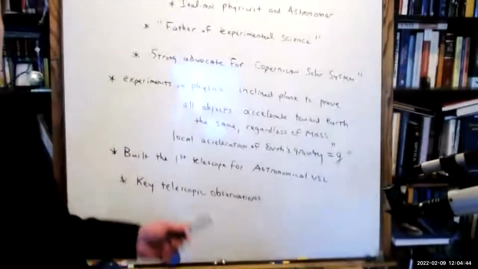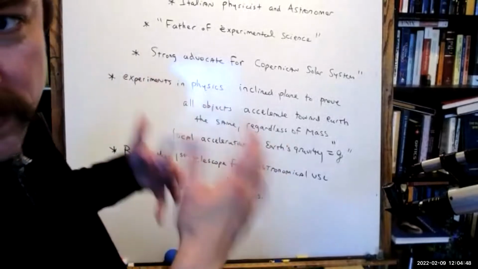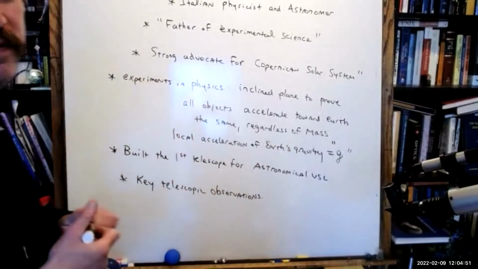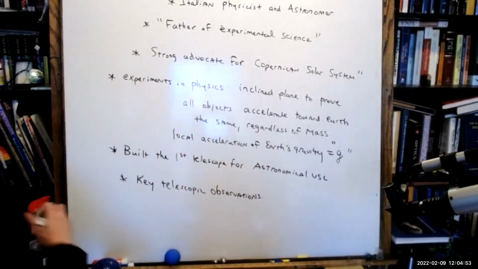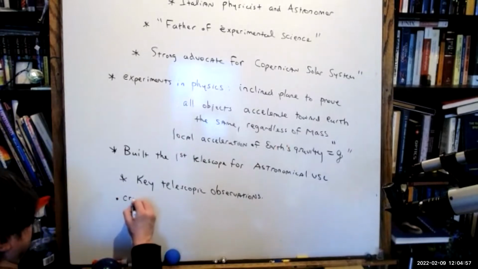Actually, maybe I could put them all down here and then I could walk you through with a slideshow. I think that might be more meaningful. So his key telescopic observations were craters on the moon.